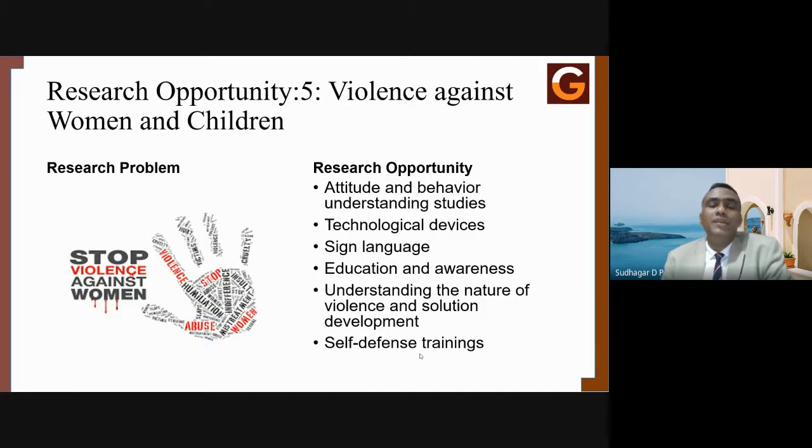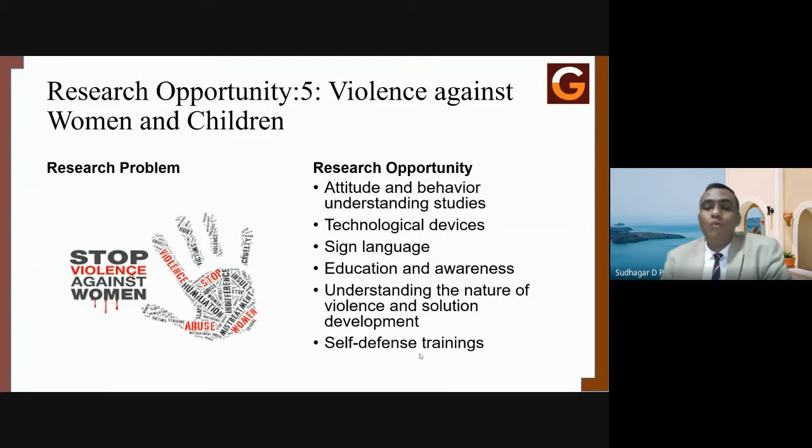So, what are the opportunities which are available when it comes to research? You can do a study on attitude and behavior. You can come out with a technological device which helps to detect and minimize the violence against women and children. Is it possible for you to come out with a unique sign language which could be used by women and children, especially when they are facing any kind of violence, in order to communicate indirectly to trusted people? The role of education and awareness against violence against women and children could be one of the research opportunities.